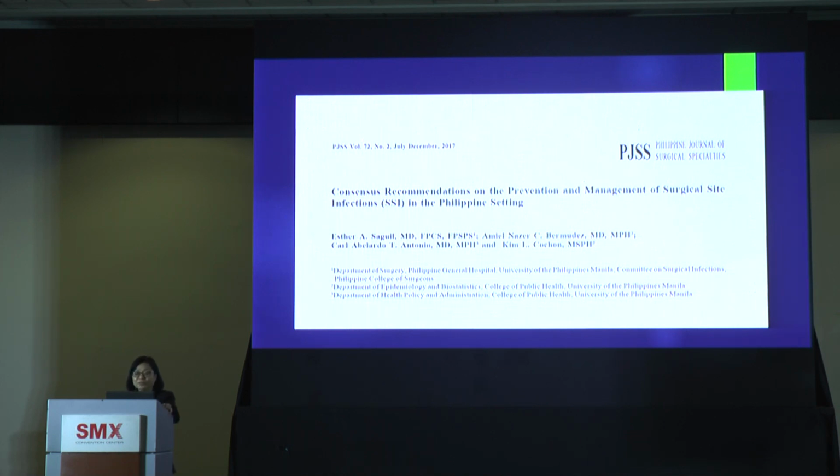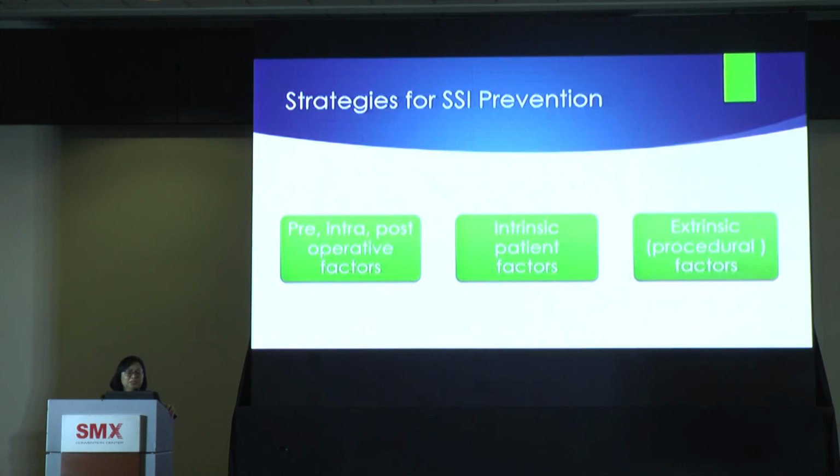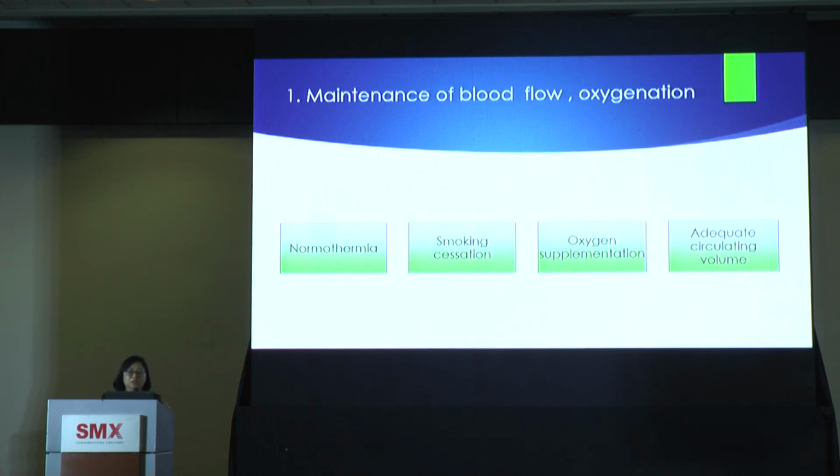This is available online. So the strategies have to be divided into three: the preoperative, intraoperative, and postoperative factors, intrinsic patient factors, and extrinsic or procedural factors. For the preoperative factors, normothermia, cessation of smoking, oxygen supplementation, and adequate circulating volume have conditional recommendations.